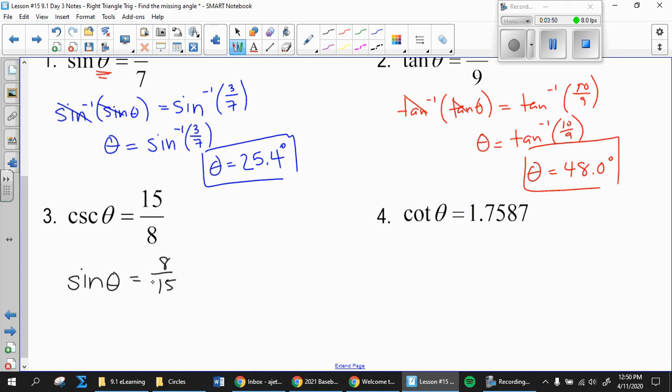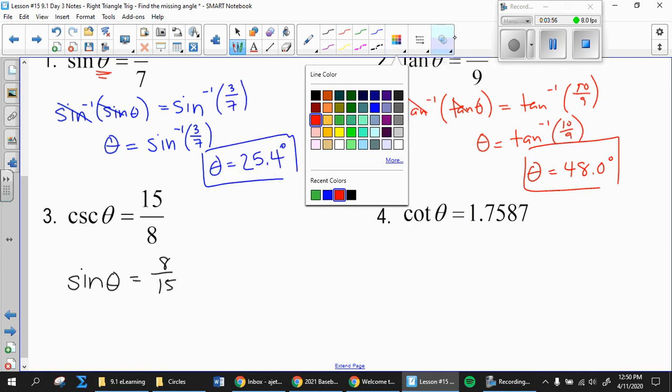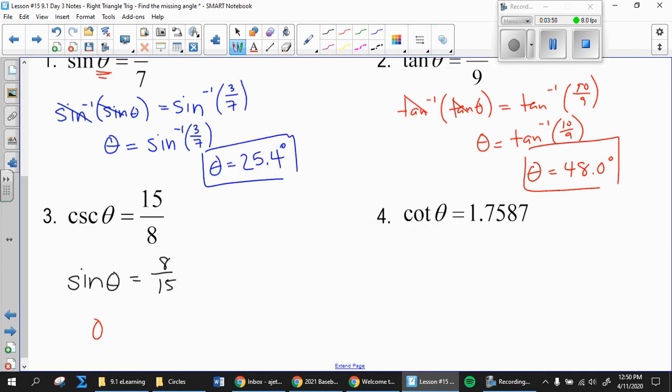Now that we have it like this, now we can do that problem. Now it's the same thing as what we did up here. So now we're just taking the inverse sine of this 8 over 15.